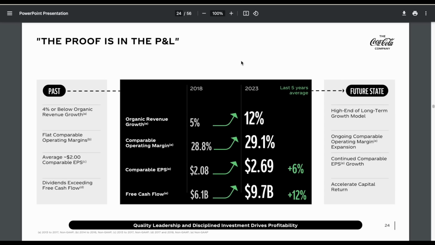If we jump over to the 24th slide, we can see where Coca-Cola has been in the past and where they're hoping to be in the future. So for example, we can see in the past, they were talking about how they had slower organic revenue growth than they wanted.